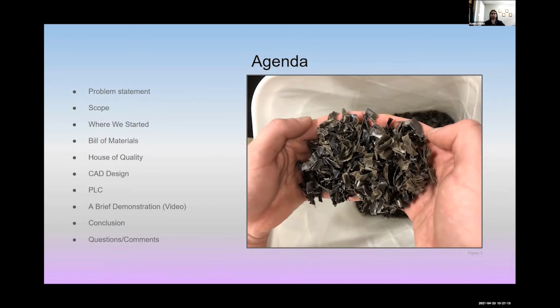So we will run through the problem statement, the scope, and then we'll have a brief overview of where we started with the first presentation. We'll then move on to some things that we feel are crucial to the understanding of the project, which is the bill of materials, our house of quality, a bunch of CAD design we did for the hopper systems and whatnot. Then Aiden will take it away with our PLC, our wiring, and our implementation of that. We'll then have a brief demonstration in the form of 2 videos, just showing the processes of our machine. And then, of course, we'll move on to the conclusion and any questions, comments you guys may have. Thank you very much. I hope you enjoy.